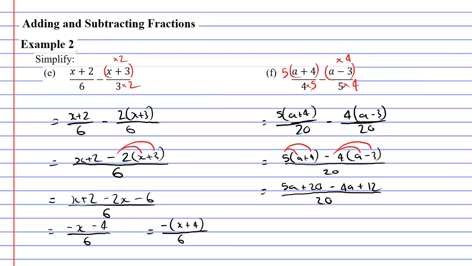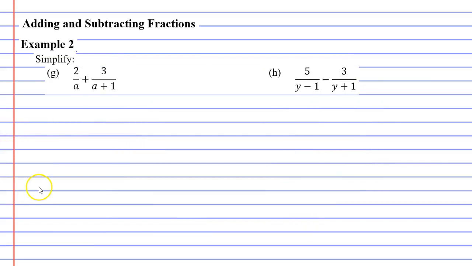And now we need to simplify the numerator. 5a minus 4a will give us 1a, or just a. And 20 plus 12 gives us 32. So we get a plus 32 all over 20. And here we have our simplified solution for question F. We'll now move on to question G.